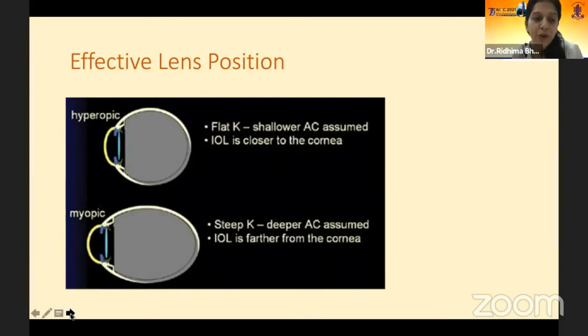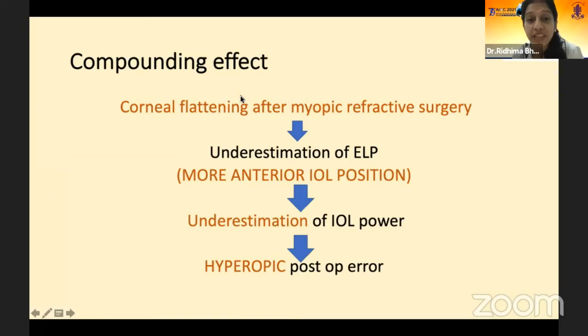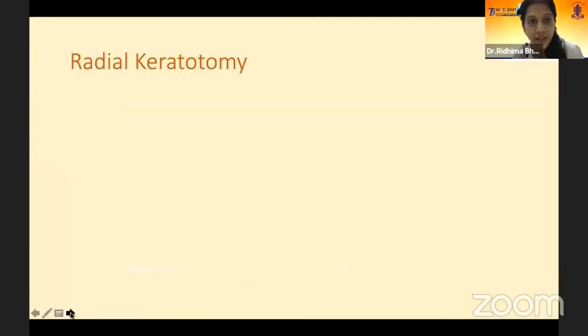Whereas after a hyperopic laser, if you were to enter a steep reading for the K value, it would assume that it's a deep AC and the IOL is positioned posteriorly, and it's going to overestimate the IOL power. So this is a compounding effect. After a myopic laser, you're overestimating keratometry, as we discussed earlier, and we're underestimating the effective lens position. Both of these are going to underestimate your IOL power, and you're going to end up with a hyperopic post-op error.